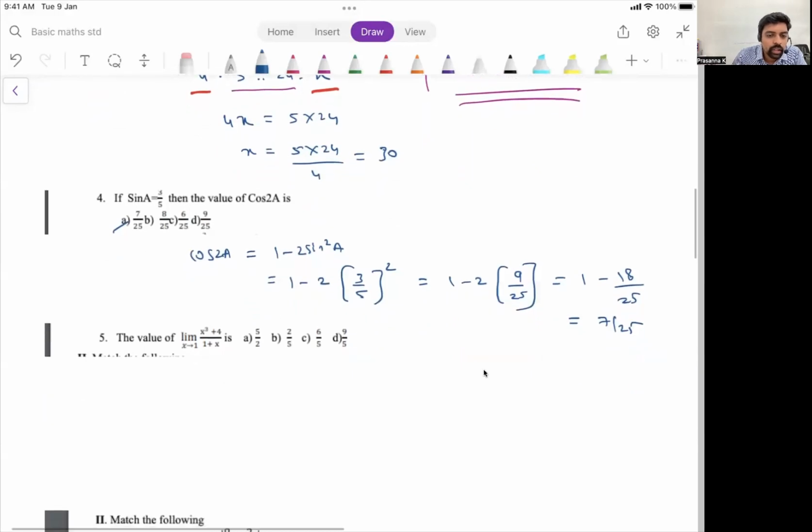Then fifth question, the value of limit x tends to 1, (x power 3 plus 4) divided by (1 plus x). This is the direct substitution method. You just apply the limit in the equation and you will get the answer. So limit x tends to 1. In place of x, substitute 1: (1 power 3 plus 4) divided by (1 plus 1). 1 power 3 is 1 only. 1 plus 4 is 5, divided by 2. Option A.